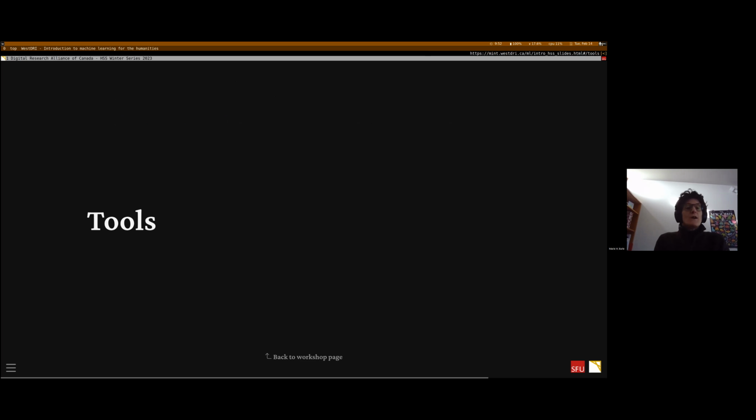So now, okay, I've talked a lot about what machine learning is at the highest possible level, but what if you want to actually use it in your research, or what if you want to start exploring how it could be used for your own everyday work? So let's talk a little bit about tools.